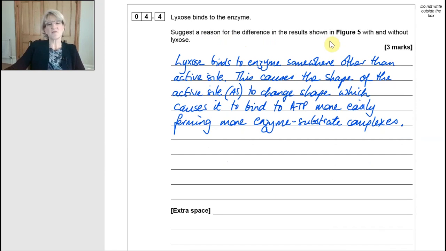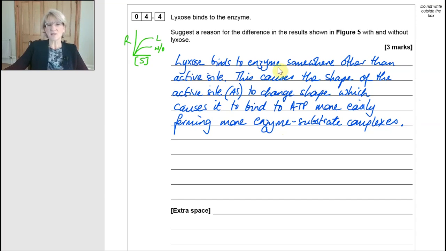Suggest a reason for the difference in the results shown in figure 5. So you had this kind of result, and this is rate of reaction. At all substrate concentrations, the rate of reaction was higher with Lactose. Now that says to me that Lactose had some action on the shape of the active site, which meant that it bound more easily with the substrate and therefore formed more enzyme substrate complexes. So I want to get some of that terminology into this answer.